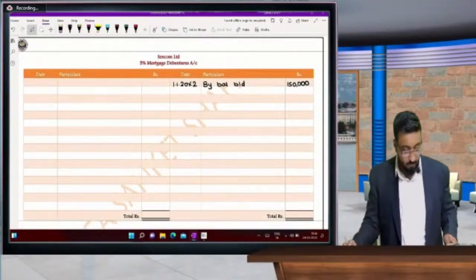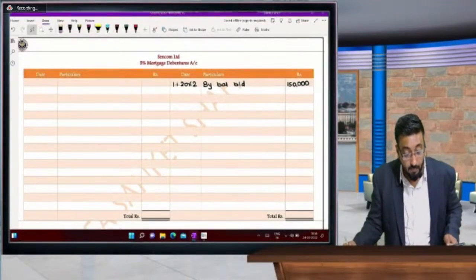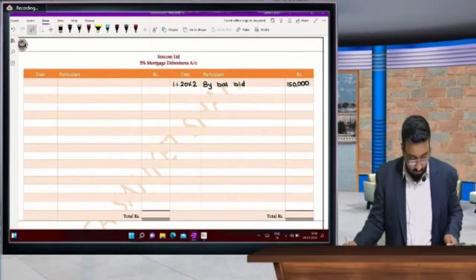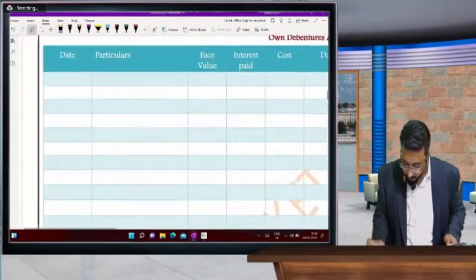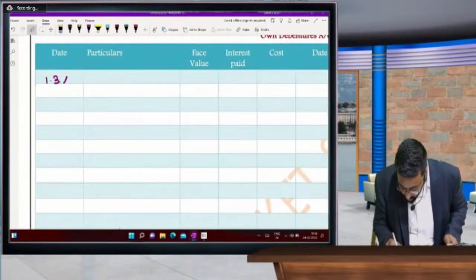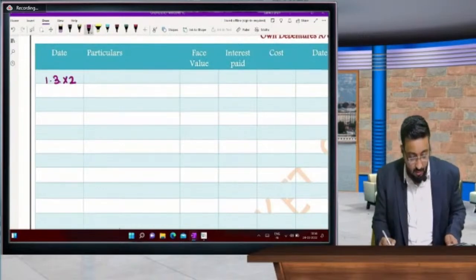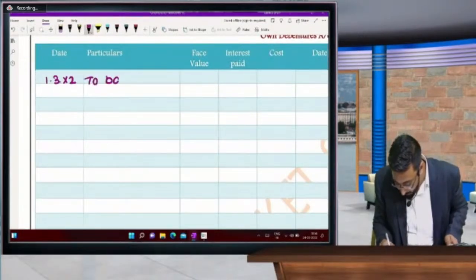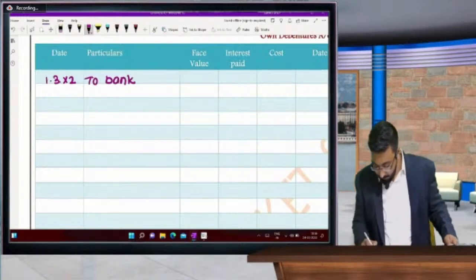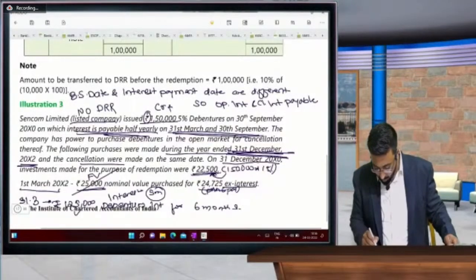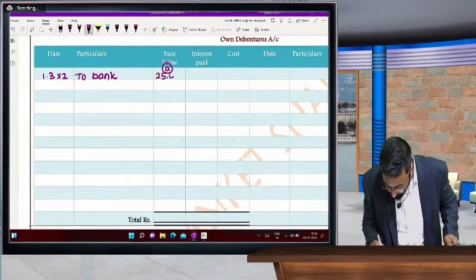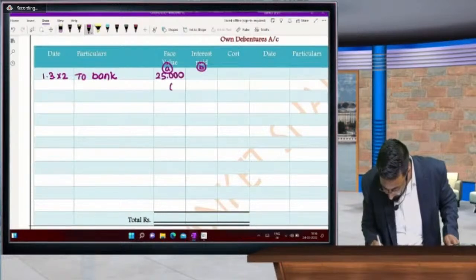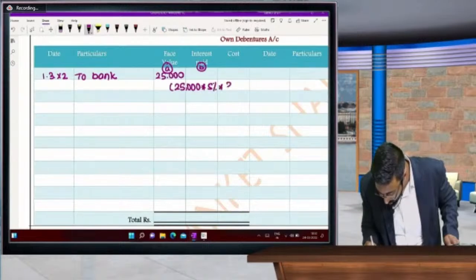Now 1st March. Come to own debentures account. 1st March 2002. So this is number 2 in the sequence. To bank. What is the face value? 25,000. So A, B, C, D. A, 25,000. B, 25,000 into 5% into 2 by 12.